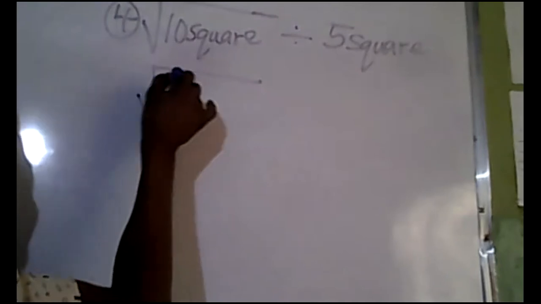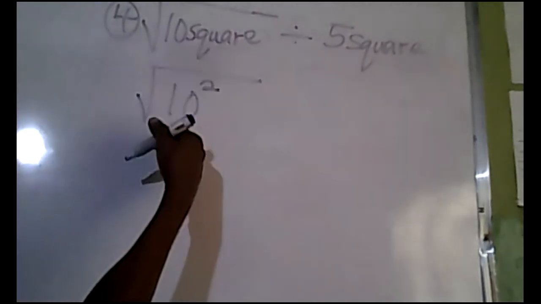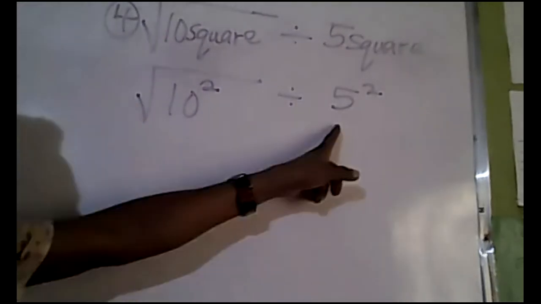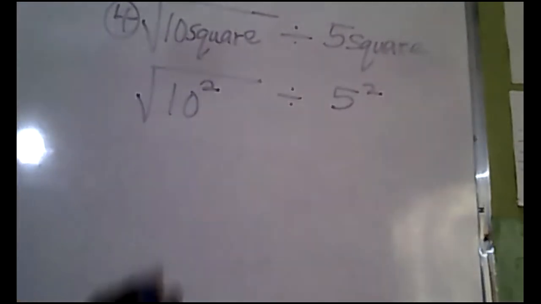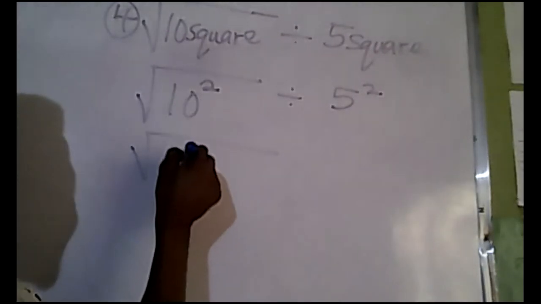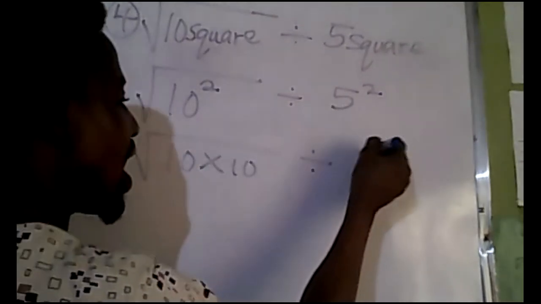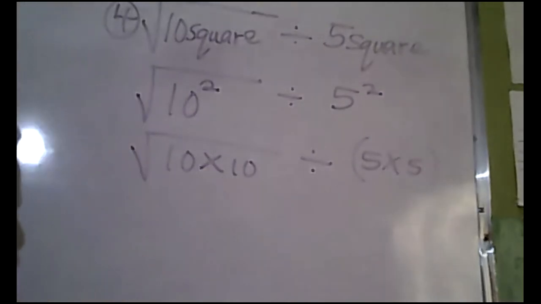What this one is saying is 10 squared. That means 10 raised to power 2. Square root of 10 raised to power 2 divided by 5 raised to power 2. These are your squares: 10 squared, 5 squared. So 10 squared means 10 times 10, divided by 5 times 5. I'm going to do that in brackets so you won't be confused.